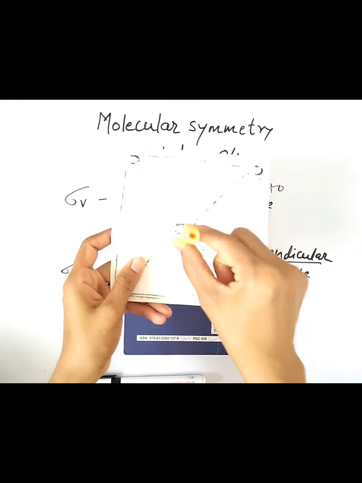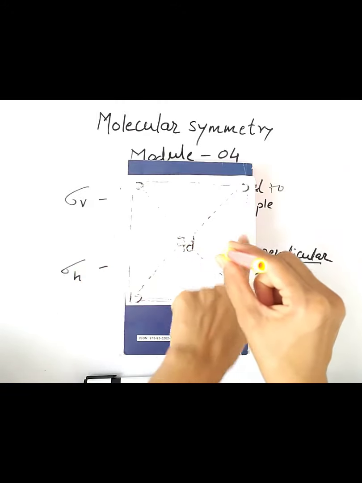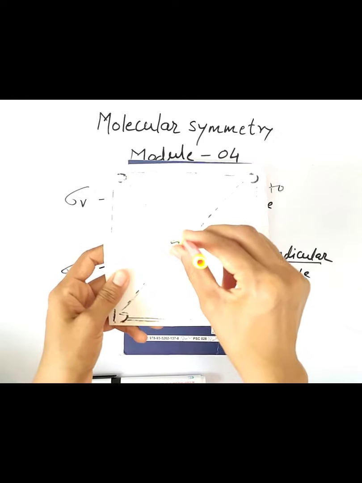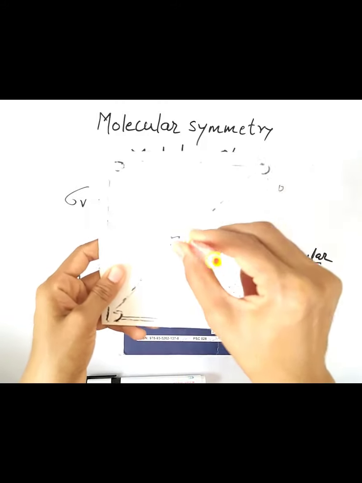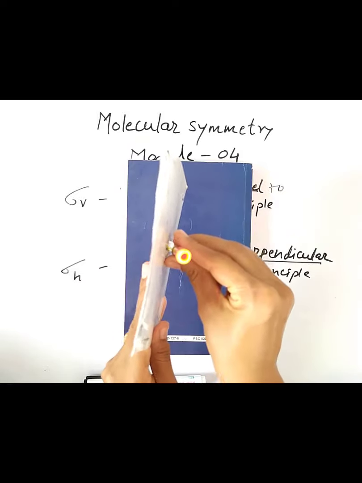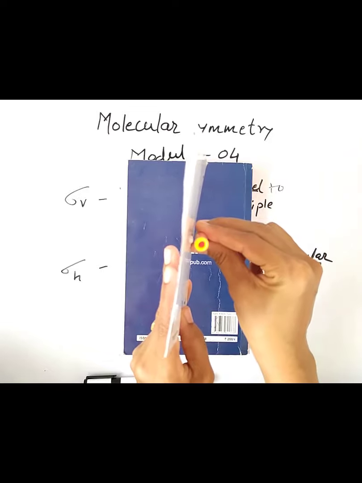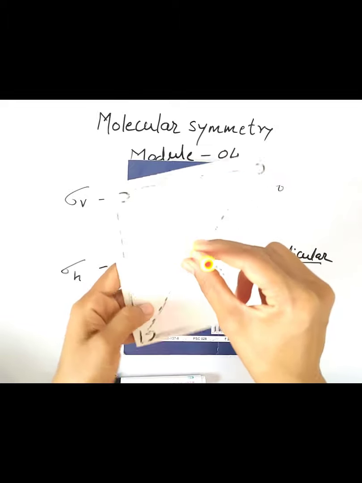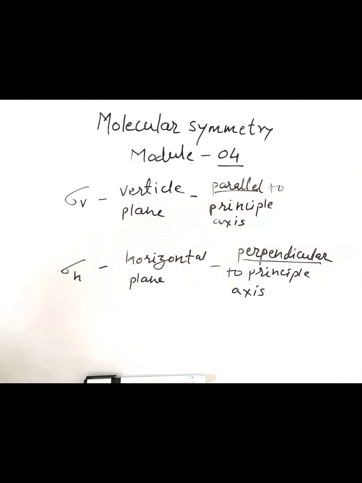This is the parallel position, this is the perpendicular position. If the plane and the axis are perpendicular to each other, then this plane will be called as sigma h. I am repeating once again. This is the position for sigma h, where principal axis and plane are perpendicular to each other, and this position is called parallel, where principal axis and plane are parallel to each other. So this plane will become sigma v. Sigma h, sigma v.